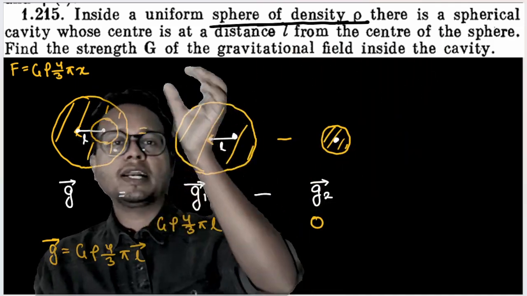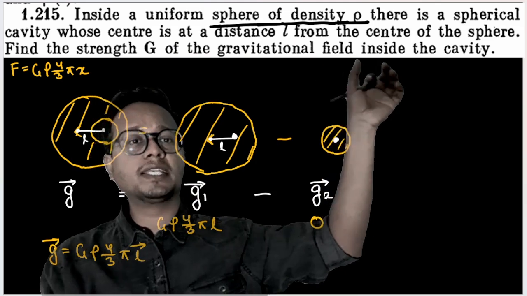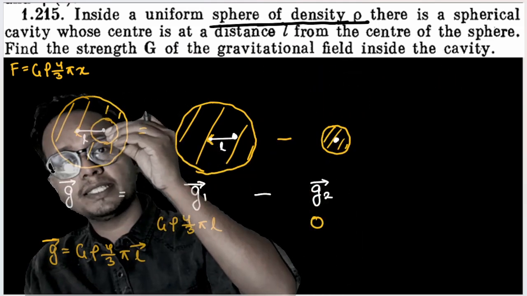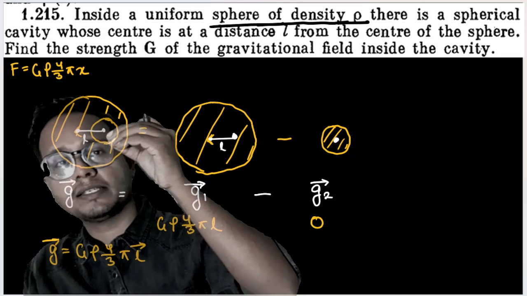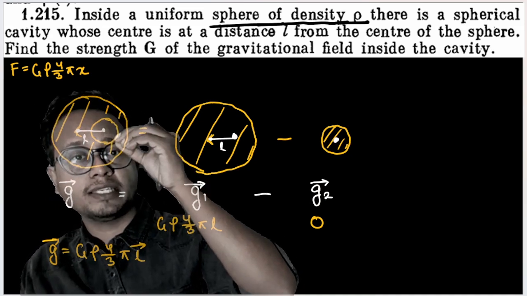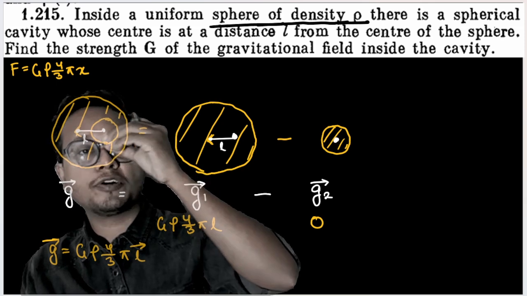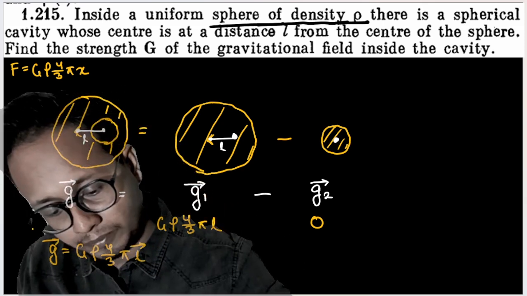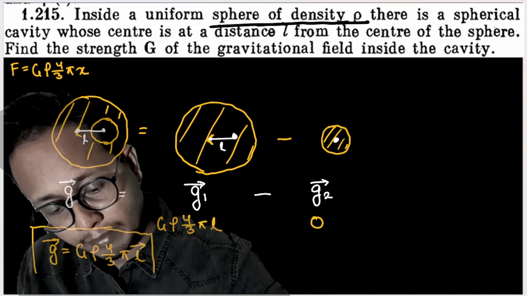Distance L from the center of the sphere. Find the strength G of the gravitational field inside the cavity. This statement says that you have to find the gravitational field inside the cavity, not necessarily at the center. I found the gravitational field at the center, no? So I have to find the gravitational field anywhere inside the cavity. It doesn't have to be at the center. So how do I approach that one? I use the same principle.